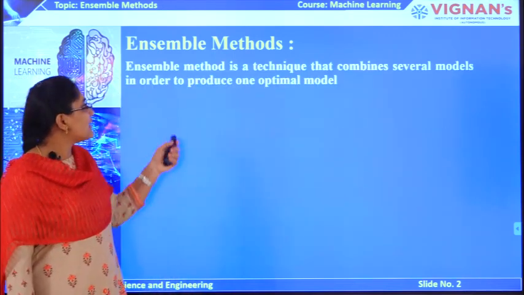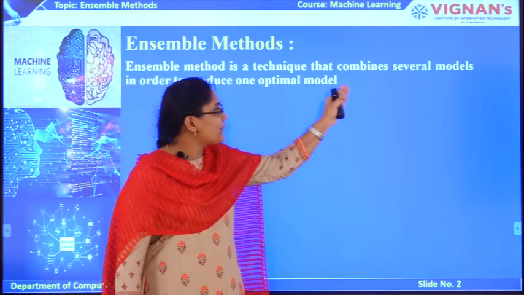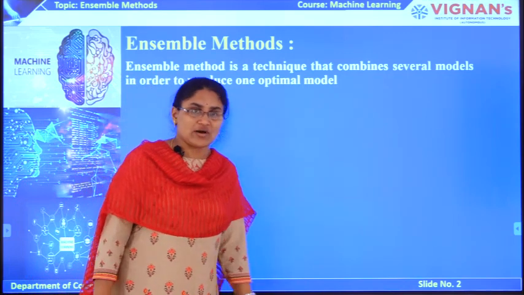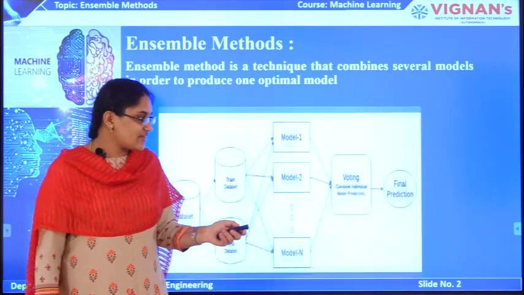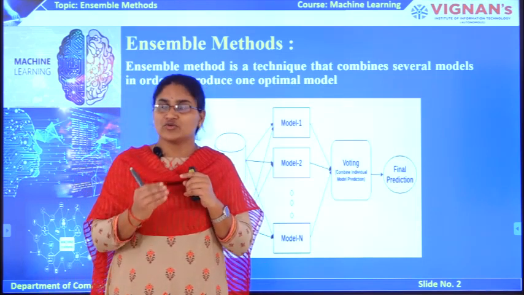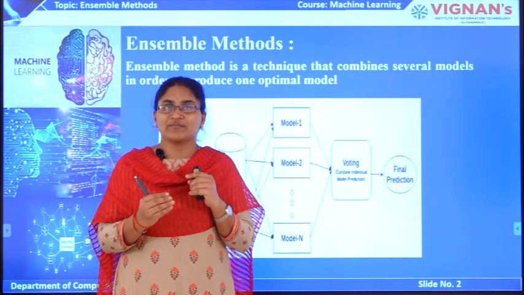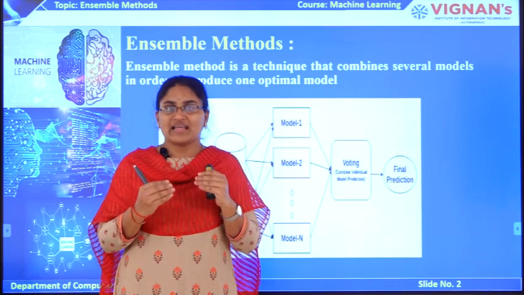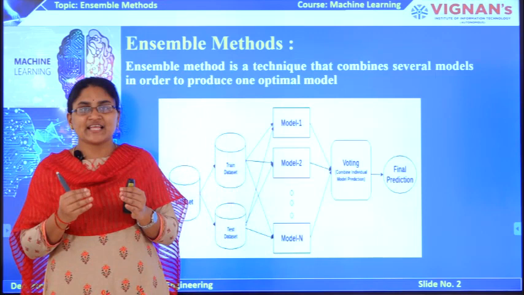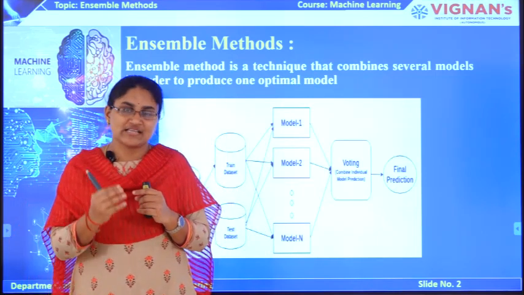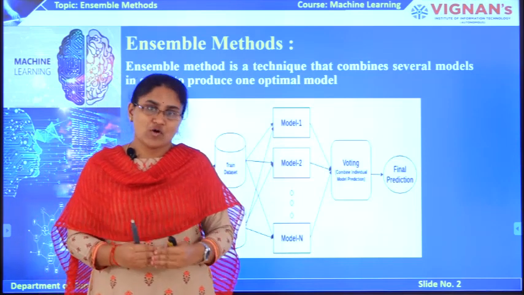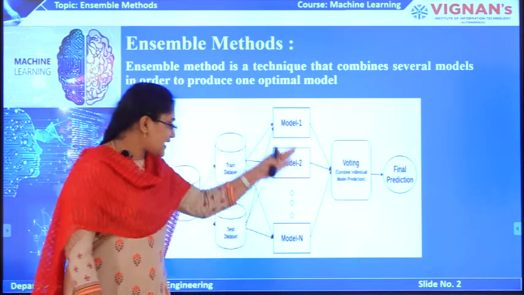The ensemble method is a technique that combines several models in order to produce one optimal model. As in my example, before purchasing your new mobile, you take multiple opinions from your colleagues and friends, right? In the same way, here also we are combining the predictions of multiple models to make one prediction for our final model. Let's see this in the diagram.